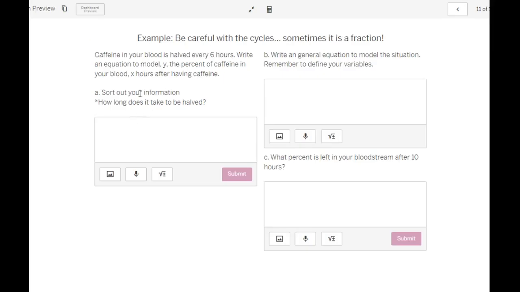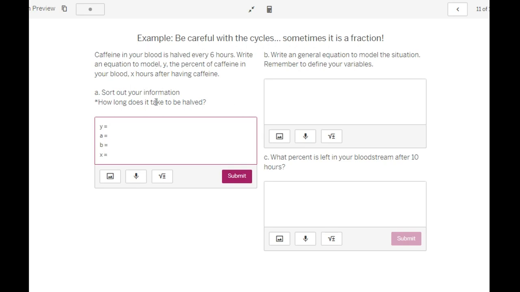Another example here. Caffeine in your blood is halved every 6 hours. Write an equation to model y, the percent of caffeine in your blood, x hours after having the caffeine. So let's sort out the information. Now, the fact that it says this is halved every 6 hours will give us a clue that when we do our x, we're going to have to represent it as a fraction.